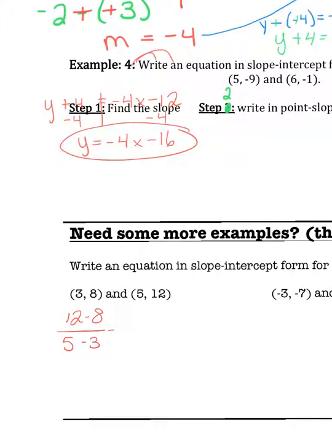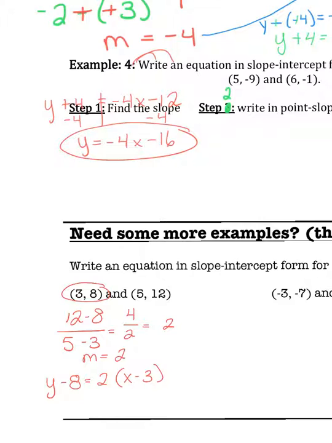So I'm finding my slope. This gives me 4 over 2, or a slope of 2. So m equals 2. Now I can go ahead and put this in point slope form. I always pick my first point, and I'll do y minus 8 is equal to 2 times x minus 3. So there it is in point slope form.